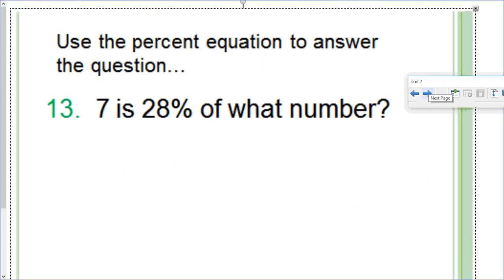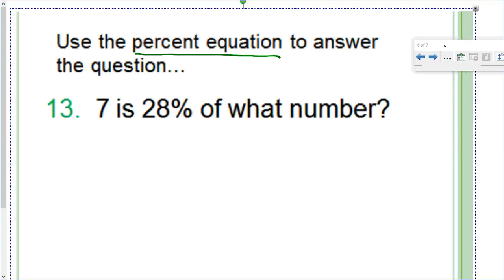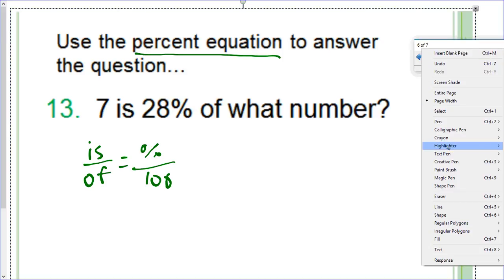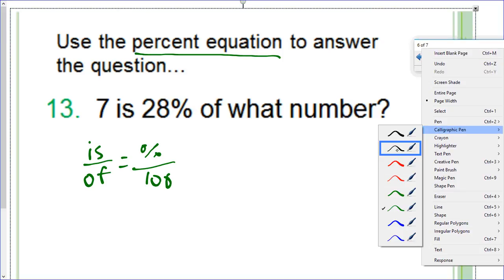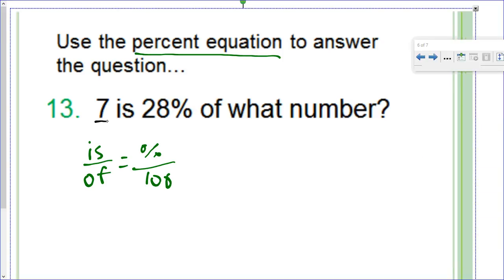All right, so for this last one, it says use the percent equation. You can do whatever you want. 7 is 28% of what number? I like to use is over of equals percent out of 100 because it's super simple and quick. You guys will have 7 is, so that's my top one. It's equal to 28% out of 100. I'm just missing this number here.